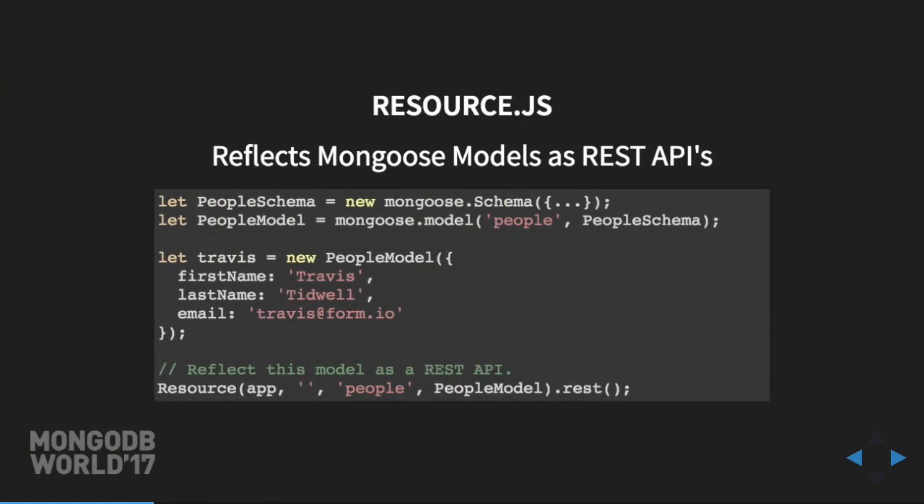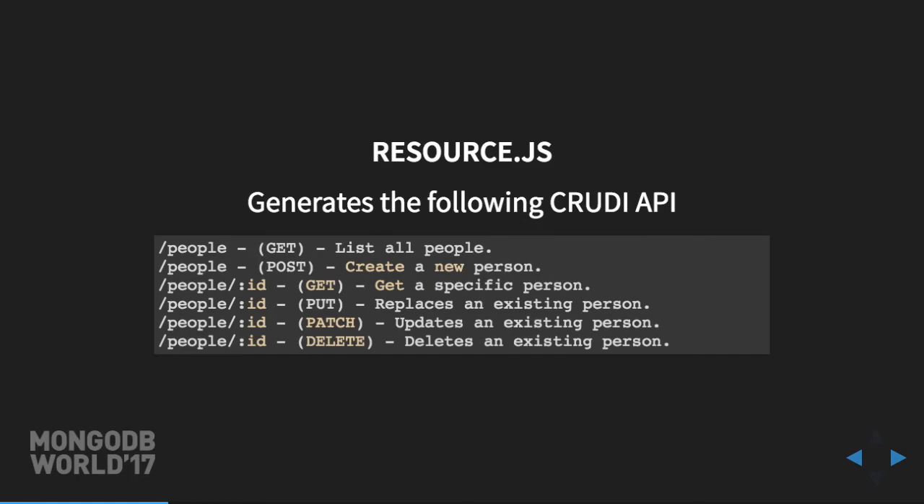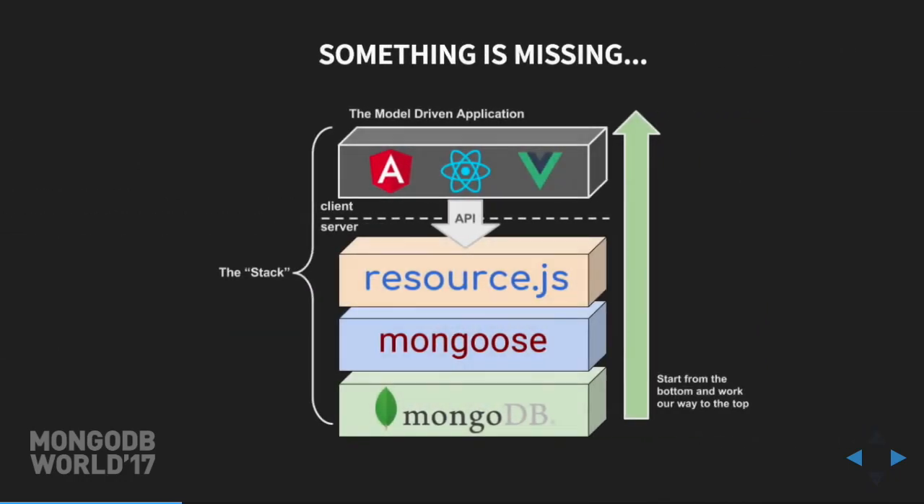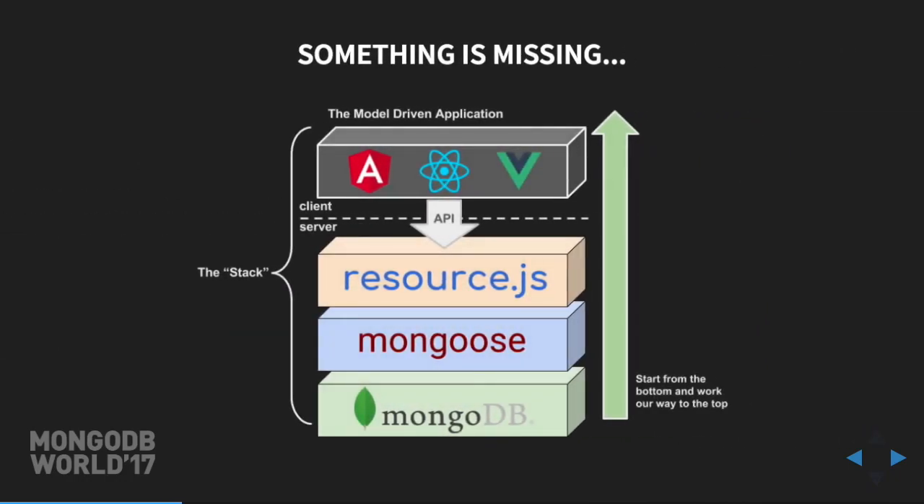And so here's what that looks like. You can actually create the model, and then down there at the very bottom, this is actually going to reflect that model into the REST API. And what you end up getting is something that looks like this. You get your get, put, post, delete, index, your entire REST API built out for you. But something is missing with this.